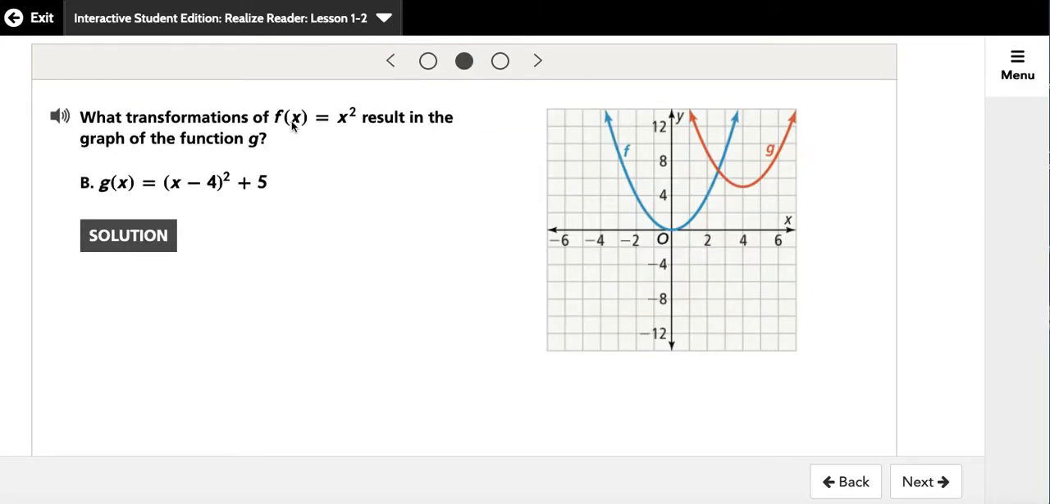What transformations of f of x equals x squared result in the graph of the function g? So this time the g function is the quantity x minus 4 squared plus 5. We're going to go from the f to the g. What would happen first? What would happen second? Okay, is it the minus 4 or the plus 5? And what are those transformations?